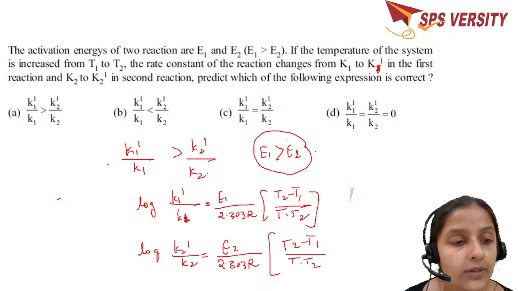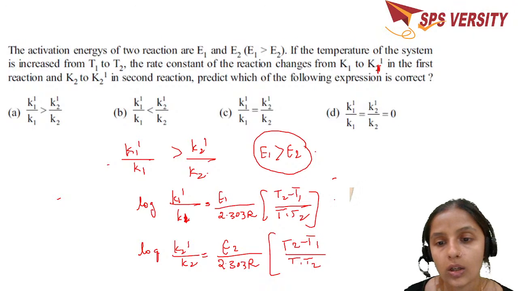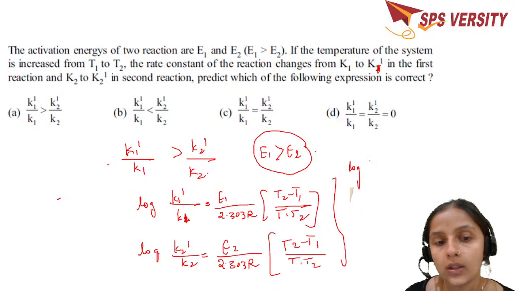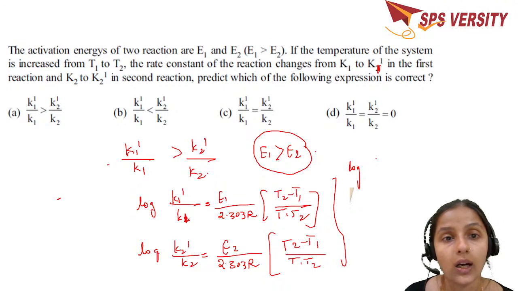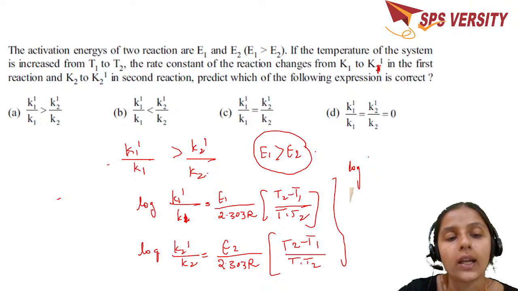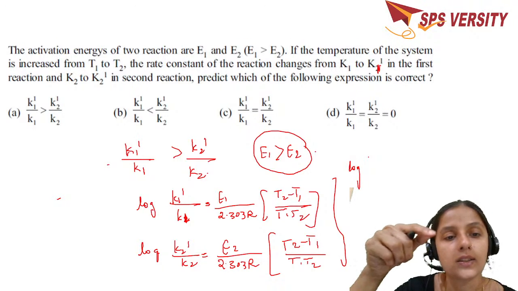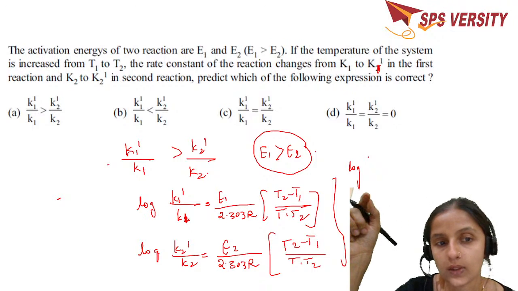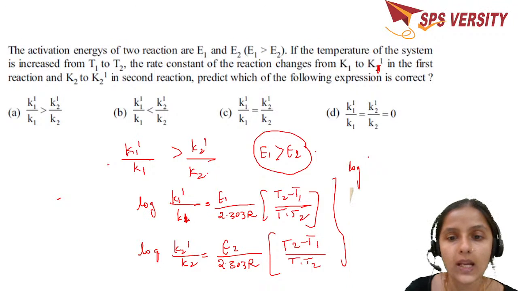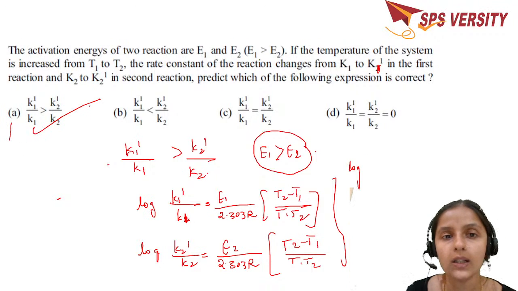So what do you get after this? Log, I'll write it over here, the activation energy if the temperature is increased from T1 to T2. Then if you subtract this and if you simplify this, you are going to get the first one. Since the activation energy for the first one is greater, its rate constant at a different temperature should be greater. So this answer would be the right one.